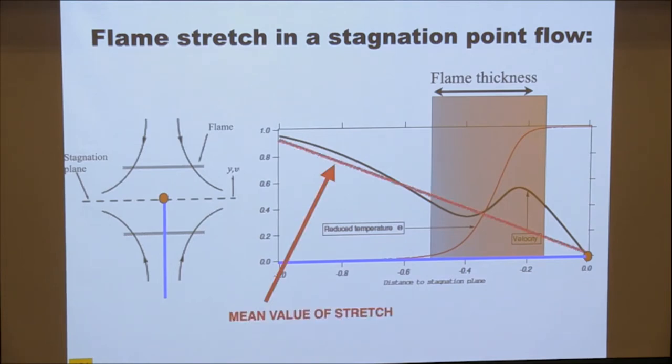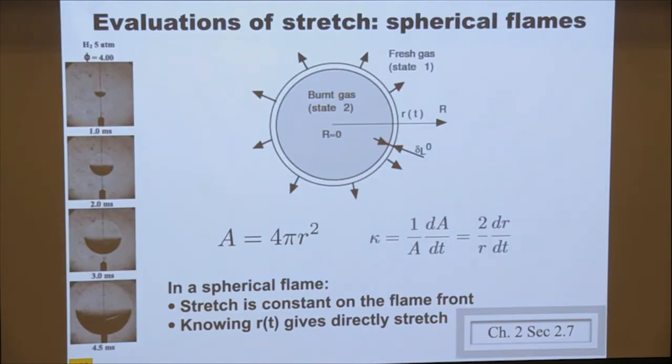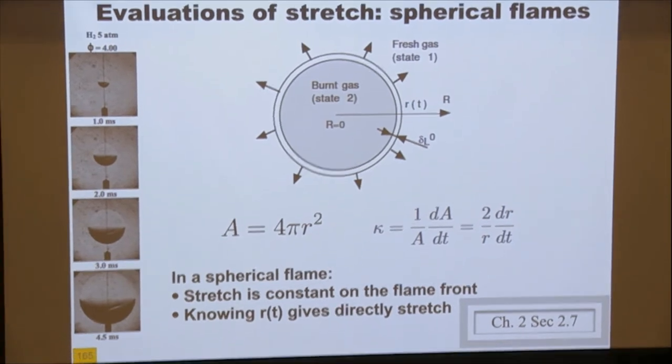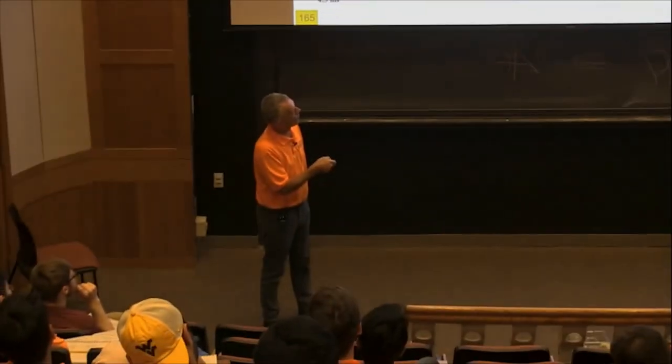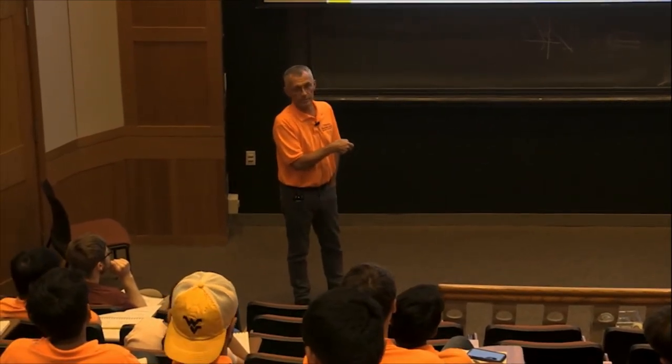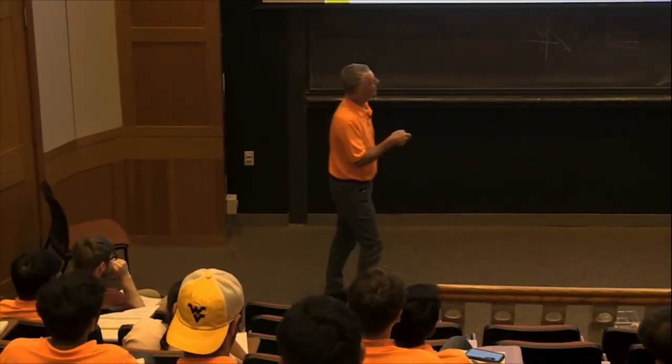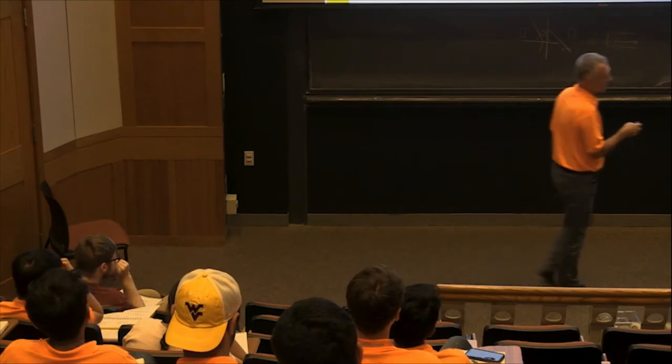The mean value of stretch, of course, would be the velocity here minus the velocity here divided by that. But it's unpleasant. Now, let's talk about the spherical flame. This one is even worse. Spherical flames are very strange because the surface of a sphere, everyone knows, is 4 pi r squared. So 1 over A dA/dt is just 2 over r dr/dt. Okay? That's simple.